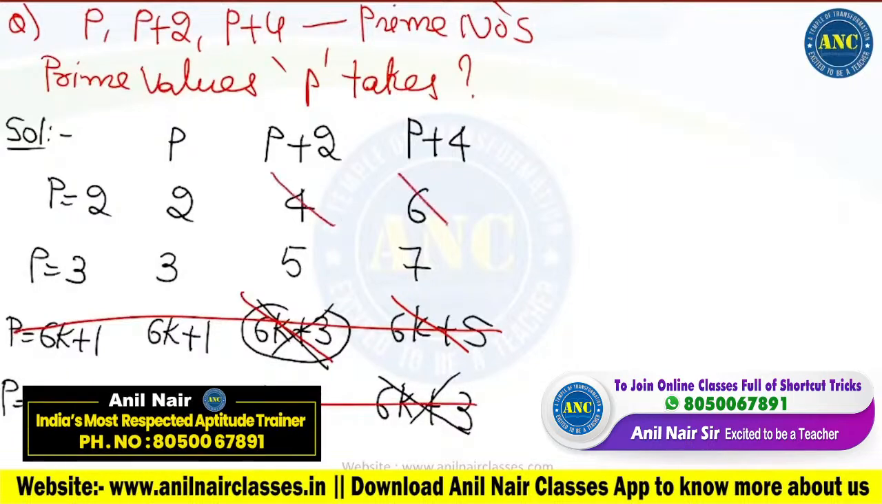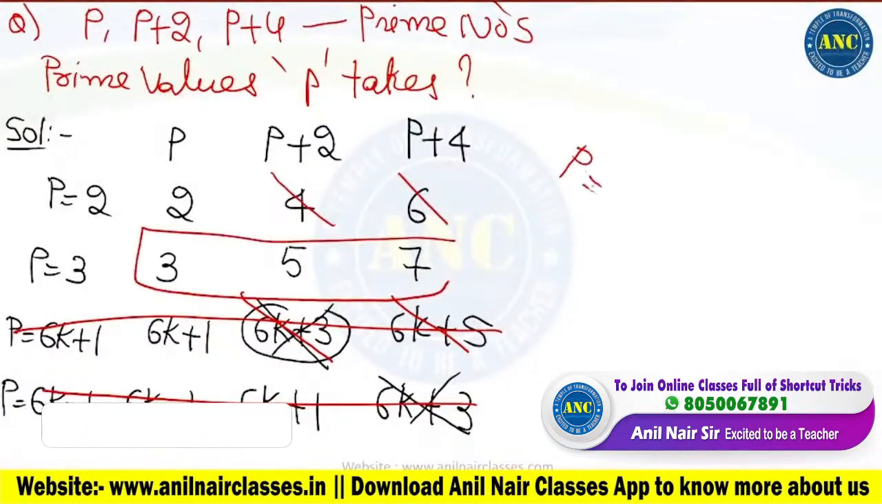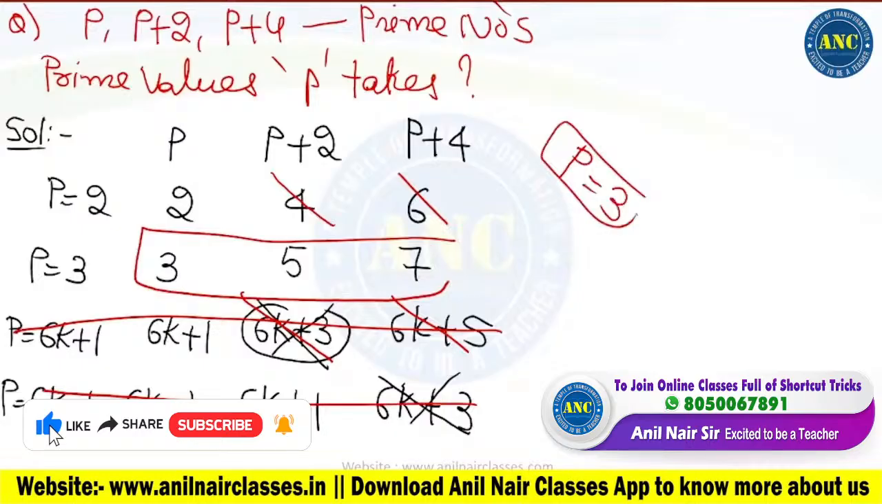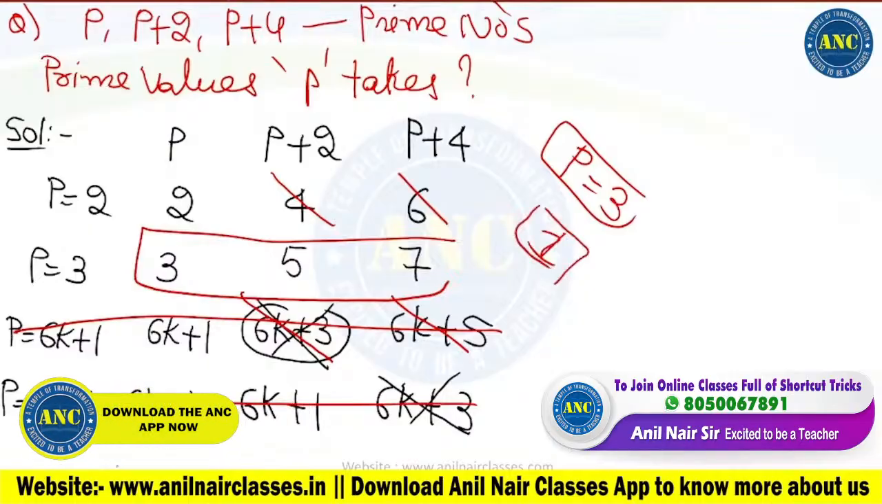4 and 6 are even numbers. So the only case that is possible is P equal to 3. How many prime values can P take? Only one prime value. I hope the idea is clear. First question done. Second one.